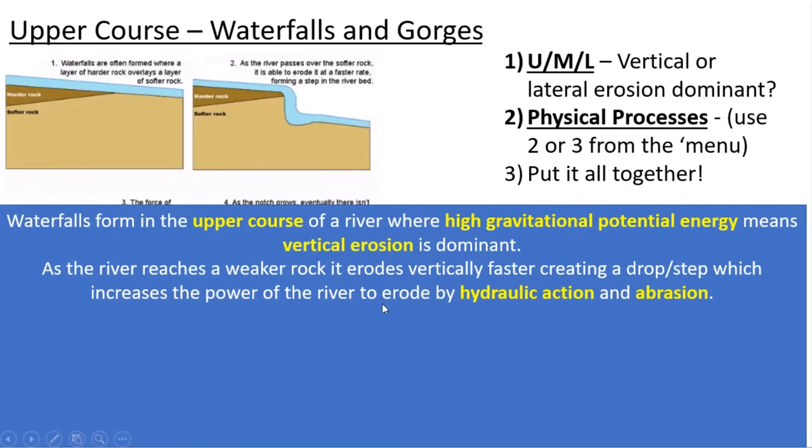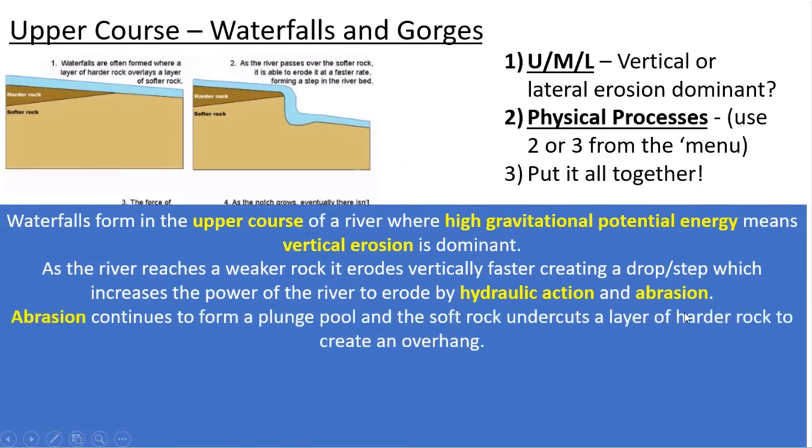which increases the power of the river to erode by hydraulic action, the force of the water, and abrasion, rocks and pebbles rubbing against it, wearing it down. So I haven't described those there. I should have done that really. Abrasion continues to form a plunge pool, which would happen here, and the soft rock undercuts a layer of harder rock to create an overhang. So this hard rock is going to get undercut. You can't see the picture here, but hopefully you can click back and see.